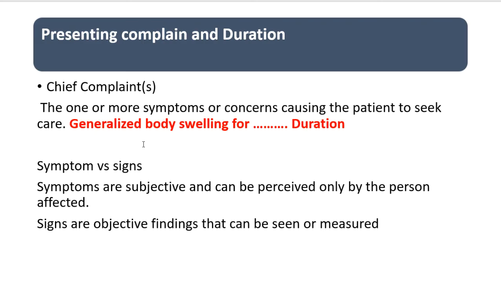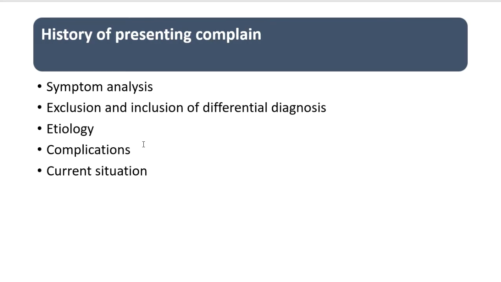That is an example. Now I will take a small example: generalized body swelling for this much duration. Okay, good. Next, the history of presenting complaint. This is very important. This slide is the one that differs in each and every history. First you can write down: in the history of presenting complaint, what do you have to do? You have to analyze the symptoms. Though I told you about the 7 attributes, they come under this.